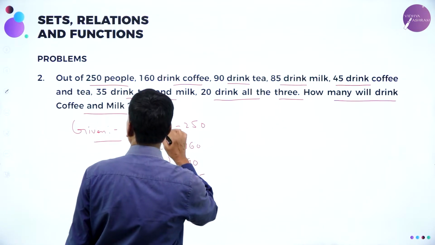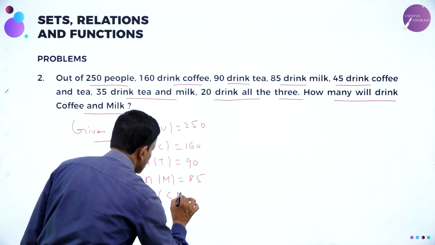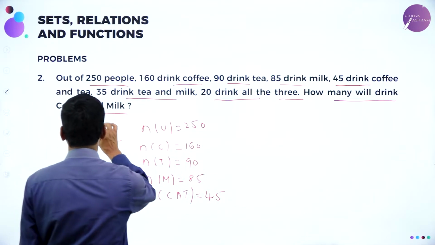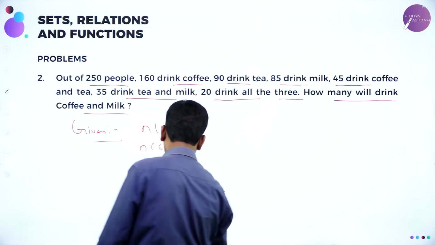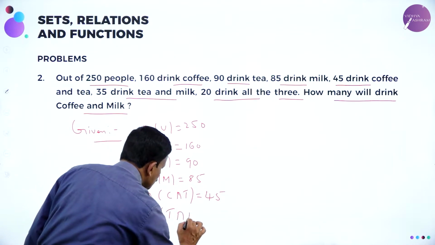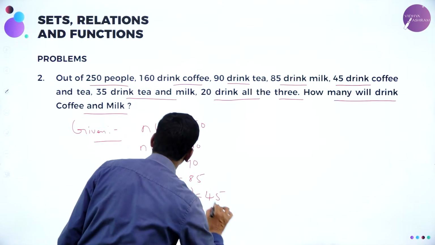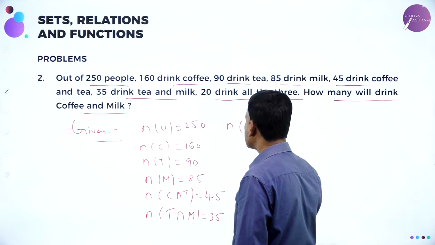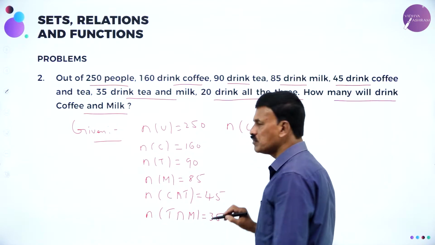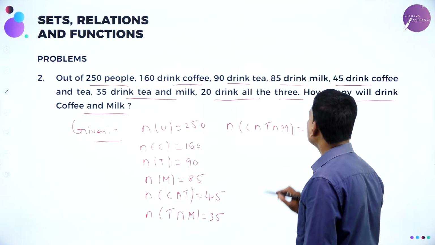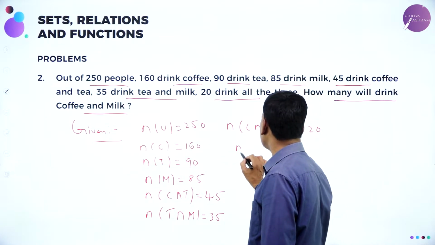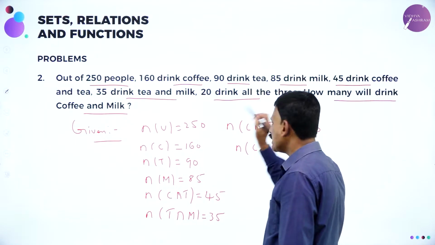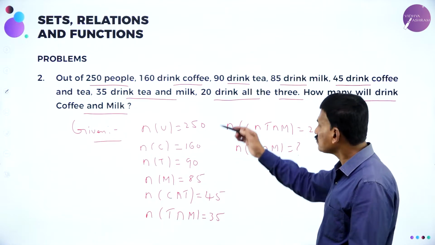Now 45 drink coffee and tea, so N of C intersection T is 45. 35 drink tea and milk, so N of T intersection M is 35. 20 take all three drinks, so N of C intersection T intersection M is 20. What is to be found is how many drink coffee and milk, N of C intersection M. That's it. These are the given conditions.